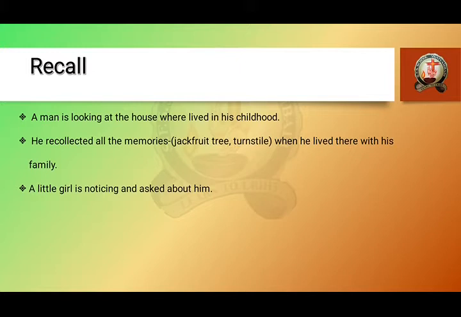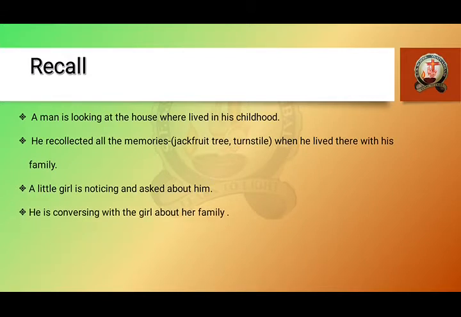She herself inquired about this man. Why are you here? What are you doing? Why are you looking at our house? Are you going to buy it? Okay, these are the questions or kind of conversations the girl is having with this man.